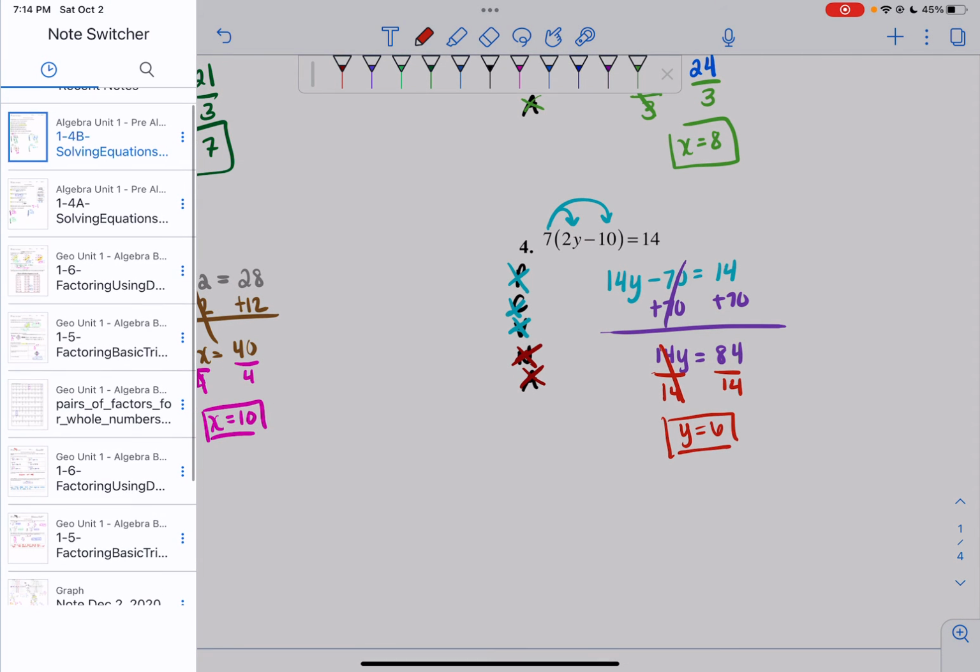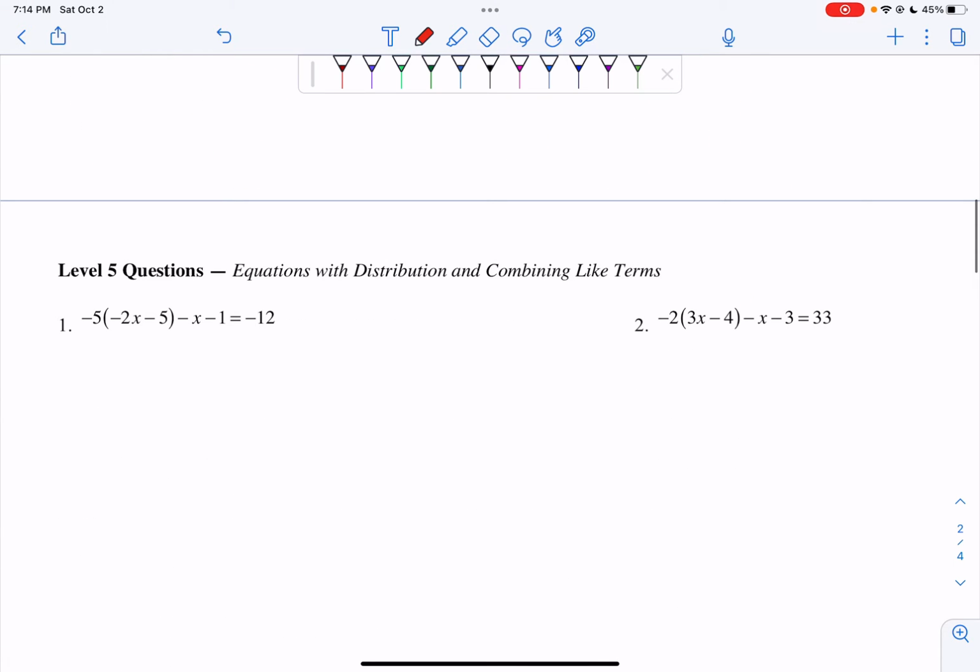Let's go on to level 5 questions, which are equations of distribution and combining like terms. So let's look at how these will work.